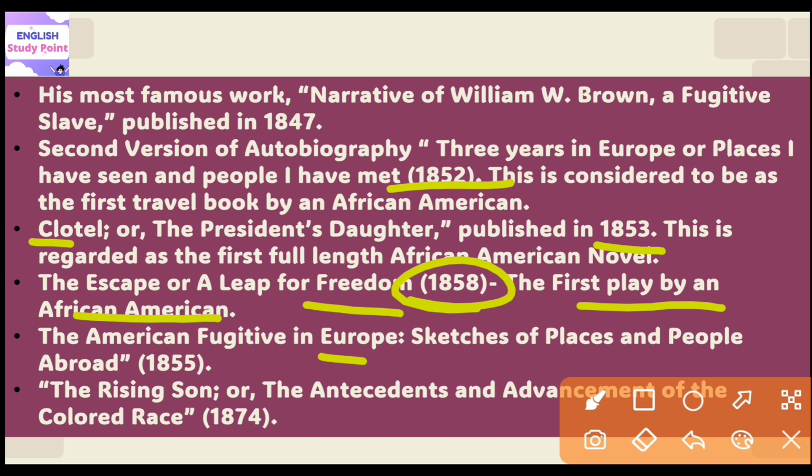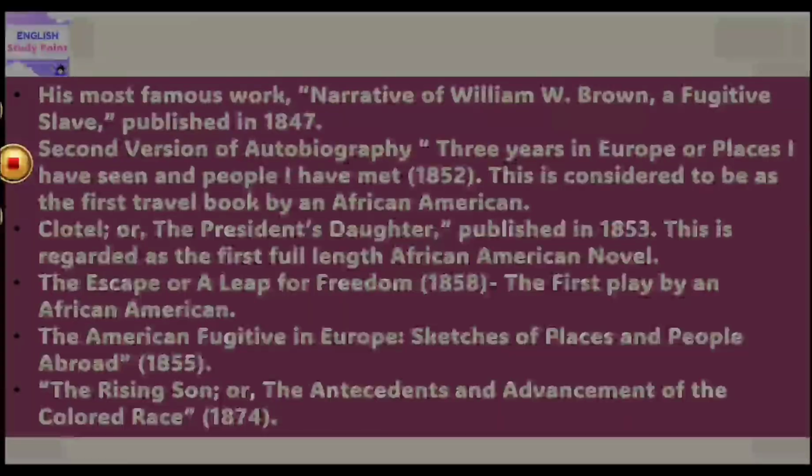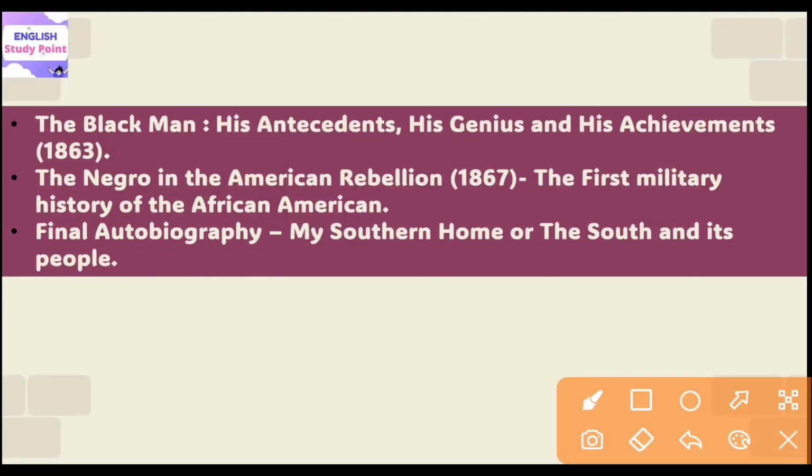Next work is The Rising Sun or the Antecedents and Advancement of the Colored Race, published in the year 1874. In this work, he tries to examine African American history and achievements. Two of his works are considered to be historical works.